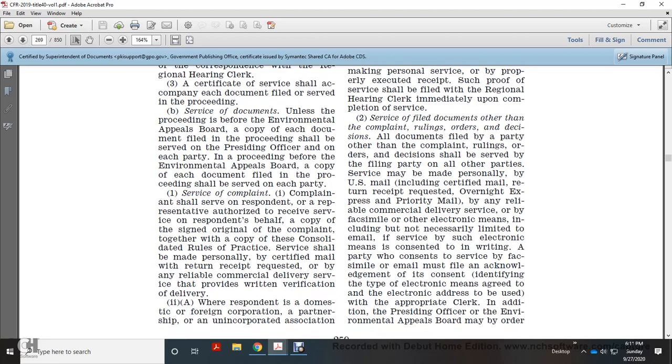Service of filed documents other than the complaint, rulings, orders, or decisions: all documents filed by a party, other than the complaint, rulings, orders, or decisions, shall be served by the filing party on all parties. Service may be made personally or by U.S. mail.